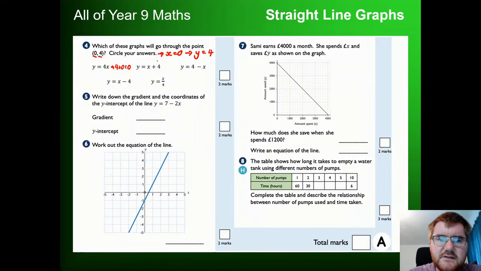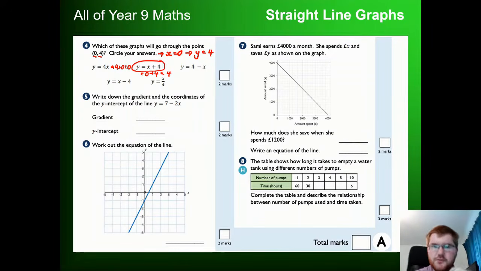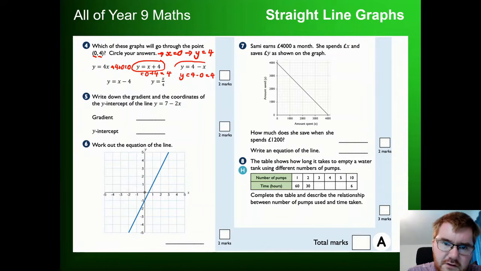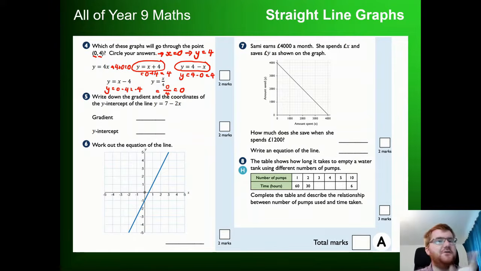Here, when x is equal to 0, well, that gives us then 0 plus 4. That's equal to 4. So that's correct. That's a good one. So make sure we circle it. Always follow the instructions you're given in the question. Here, well, x is 0, so y equals 4 minus 0. And that's equal to 4, so that's also good. And with these questions, you do have to check everything. So here, when x is 0, we get 0 minus 4, which is equal to minus 4. Okay, we don't want that. And here we get 0 divided by 4, which is equal to 0. And also we don't want that either. So there's only two answers here that are correct.